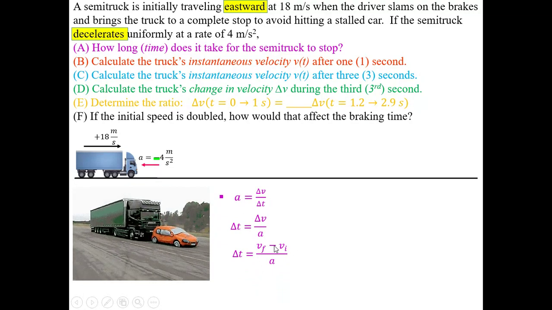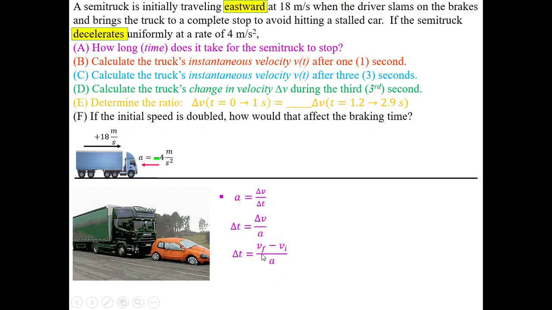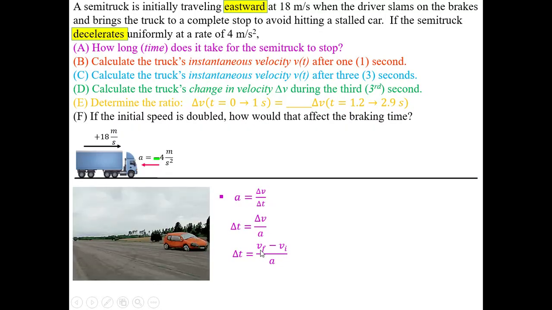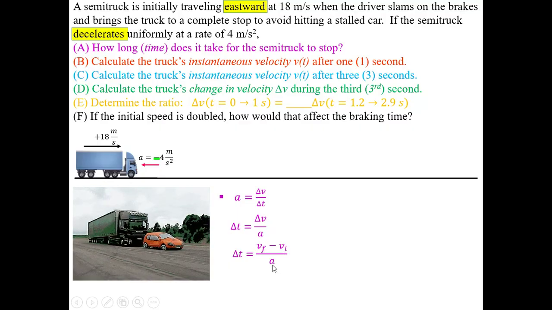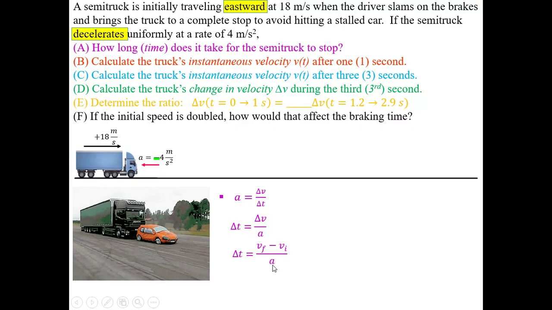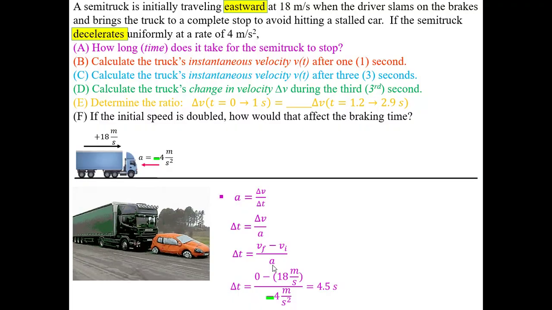Delta t is vf minus vi over acceleration. Well, what's my vf? It came to a stop, so my vf is 0. What's my initial velocity? It's a positive 18 because it's moving eastward to begin with. Well, what's my acceleration? It's negative 4 meters per second squared. So I'm just going to plug those values in.